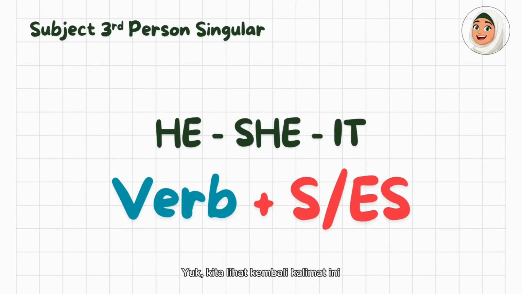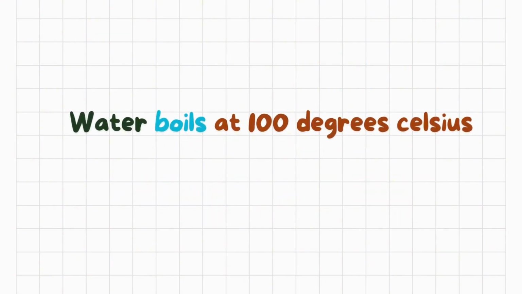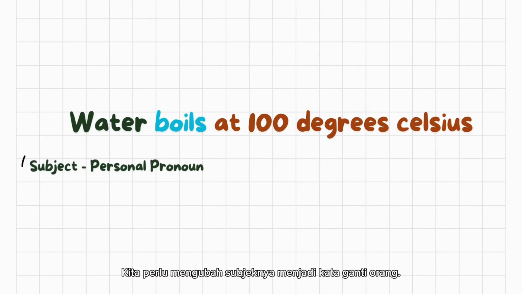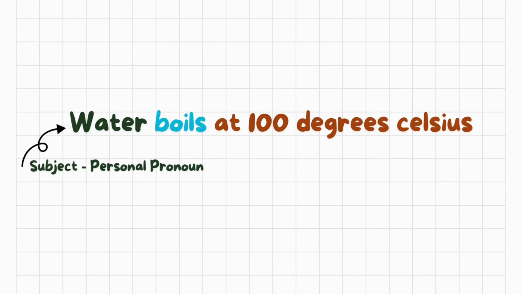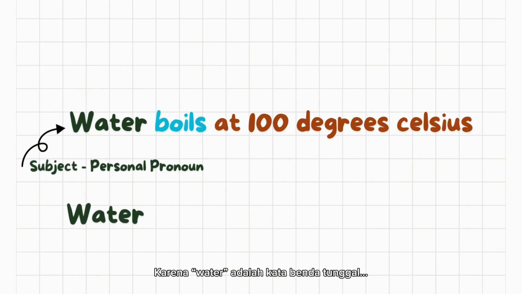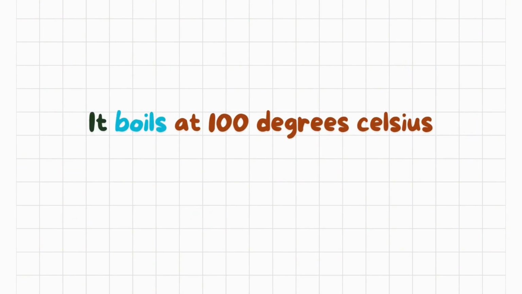Let's look back at this sentence. Water boils at 100 degrees Celsius. Now, before we go further, let's do something important. We need to change the subject into a personal pronoun. Why? Because this helps us understand how the verb changes based on the subject. In this case, the subject is water. Since water is a singular noun, we replace it with the pronoun it. So now the sentence becomes, it boils at 100 degrees Celsius.